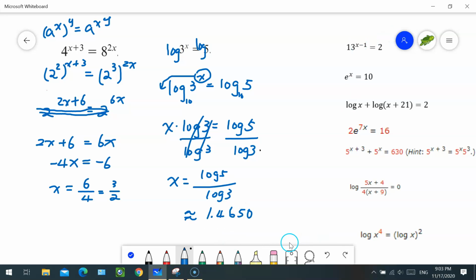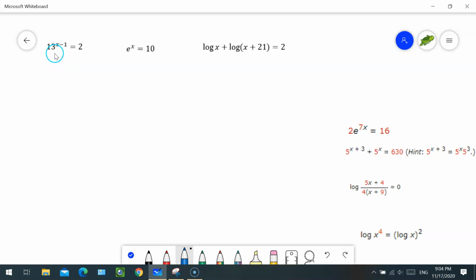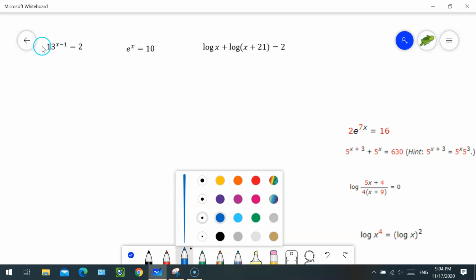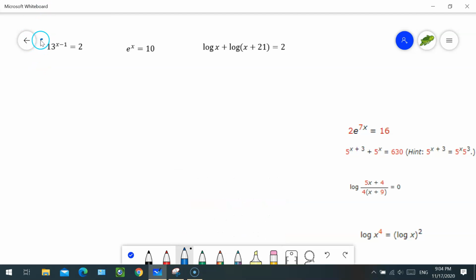Now we do another example here. This question has 13 to the power x minus 1 equals 2. Same way, there is no way I can rewrite both of the base numbers into the same base. So we raise up log. I put a log here on 13 to the power x minus 1. Do the same to the right hand side, which has log of 2.